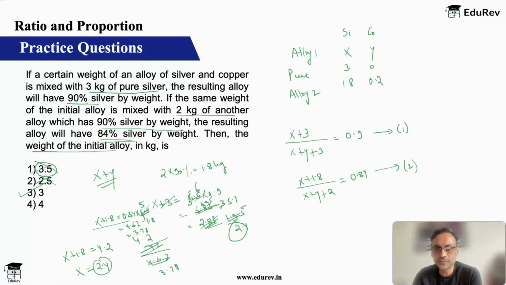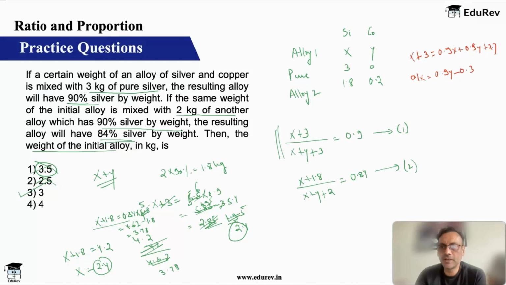Let's do that also. So if I simplify the first equation, I'll get, let me use a different color, x plus 3 is equal to 0.9x plus 0.9y plus 2.7, or x minus 0.9x, that is 0.1x, is equal to 0.9y minus 0.3. Let's multiply this by 10. So x is equal to 9y minus 3. This is my first equation.